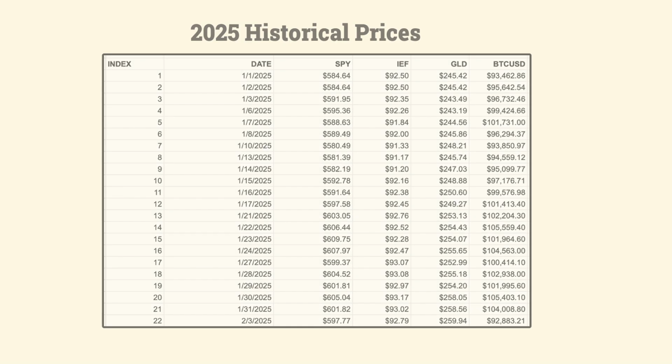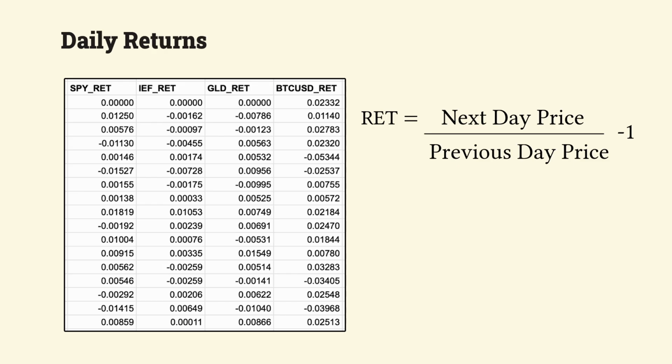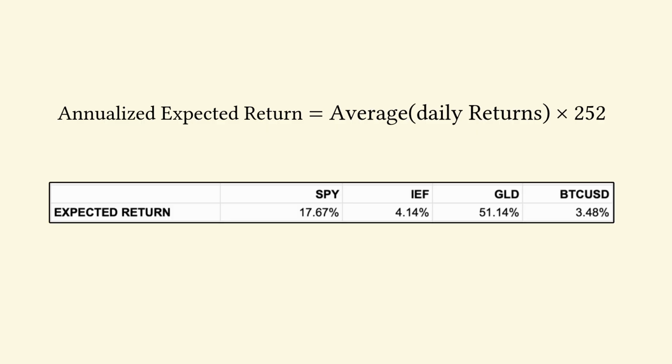Once you have daily price data, the next step is to get daily returns using the percentage change formula we also discussed. Once you have a column of daily returns, the next step is to average and annualize them. Here's the formula. Using 252 days to annualize a daily average is one of those conventions I mentioned. Once you're done with the other assets, you should have a table like this one.